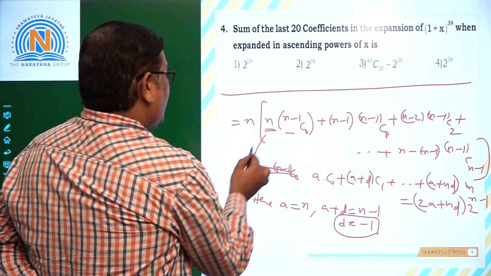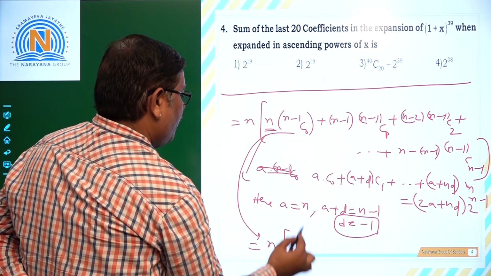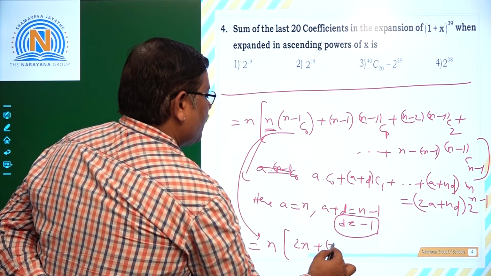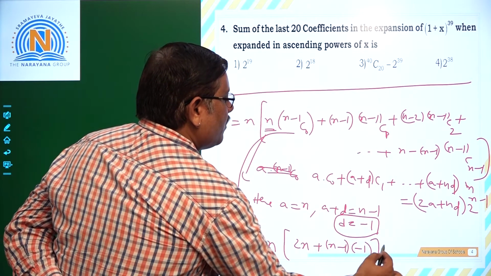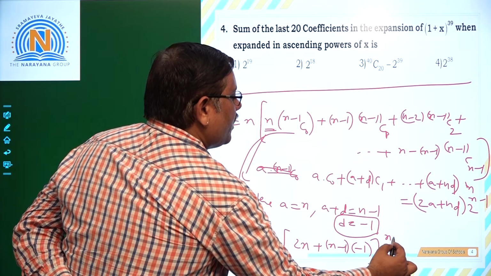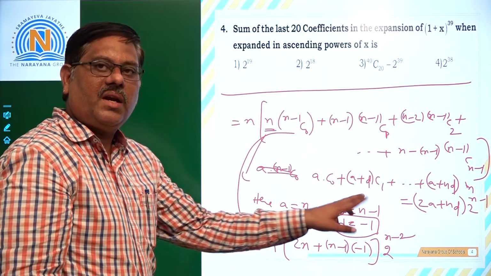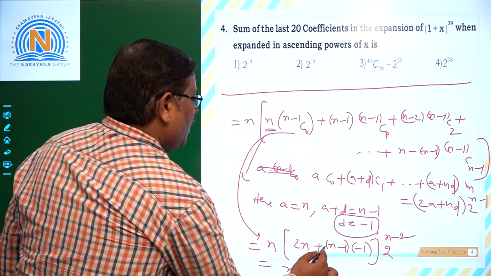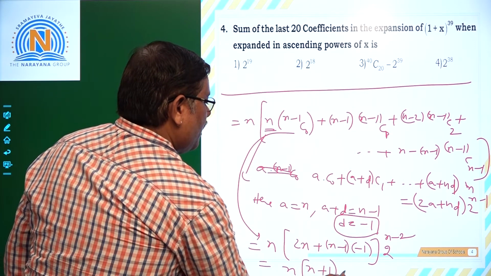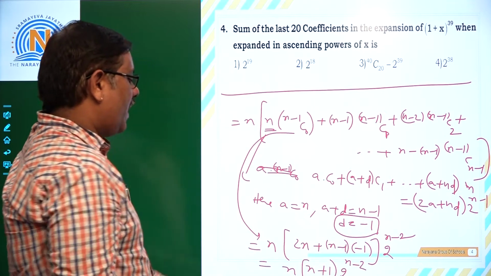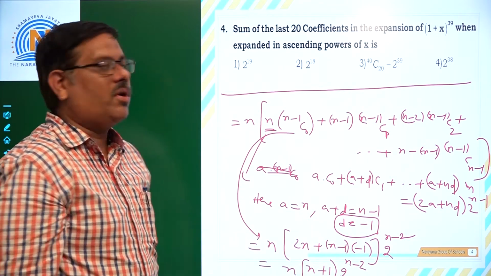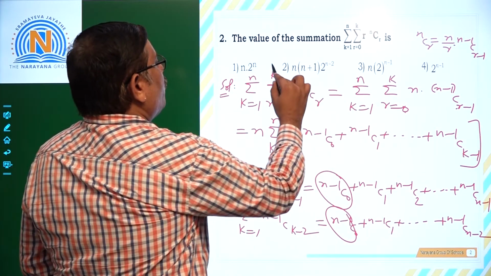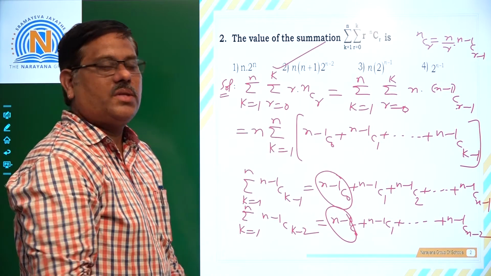Therefore, its entire summation, if you want, is n times of 2a, that is 2n, plus n, here n is n minus 1, so n minus 1 times of d, which is minus 1, times of 2 power n minus 1. Here n is n minus 1, so n minus 2. Wherever you have n, replace with n minus 1. So that is going to be n into 2n minus n plus 1, that is nothing but n plus 1, into 2 to the power of n minus 2. So the value becomes n into n plus 1 times of 2 power n minus 2, which is nothing but the second option for us. So the second option is the right answer.